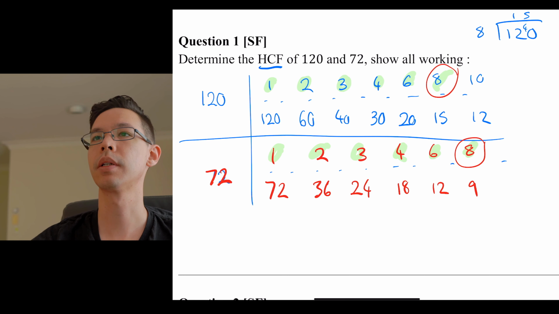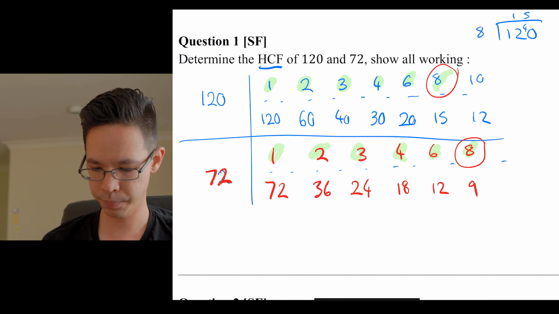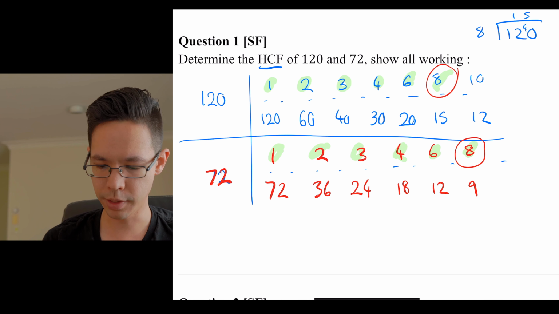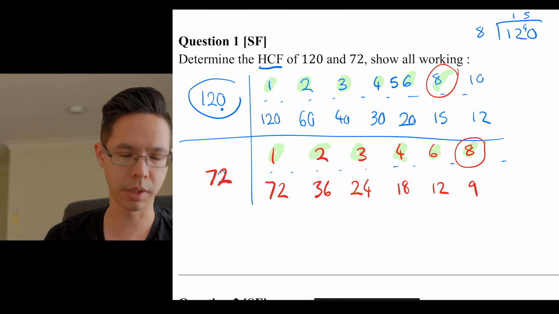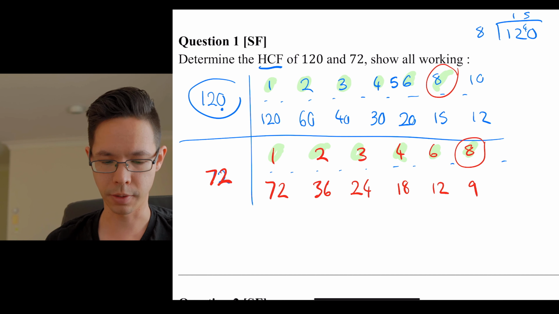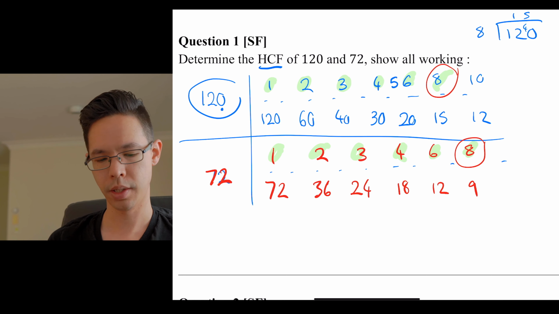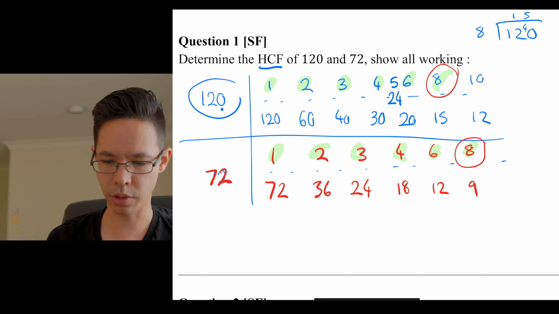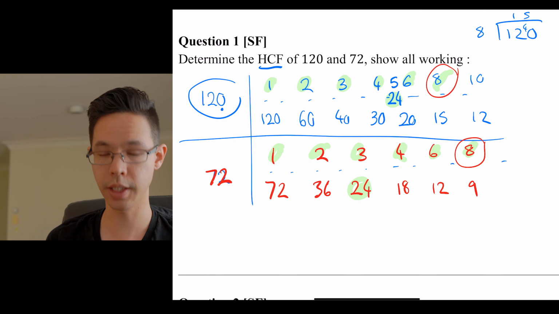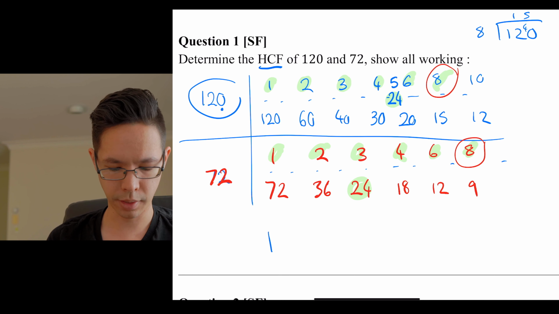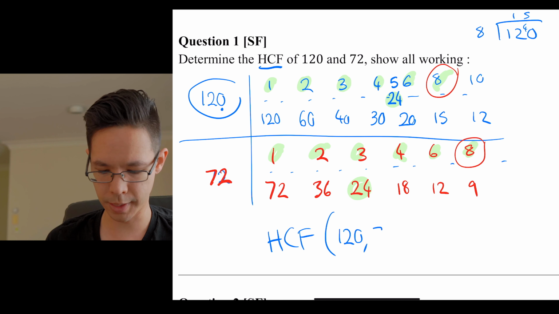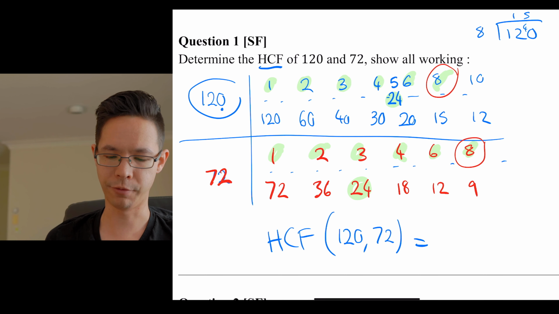I've missed one. Oh, I missed 5. I've missed 5 in this list here. Sorry, everybody. I skipped over 5. Clearly, this ends with a 0, so it should be divisible by 5. So 5 times 24 gives me 120, so that's also a possibility. And 24 also shows up in both lists. So 24 is clearly the highest common number to both. Therefore, the highest common factor of these two input numbers is 24.